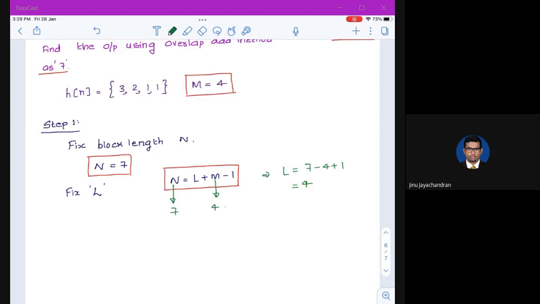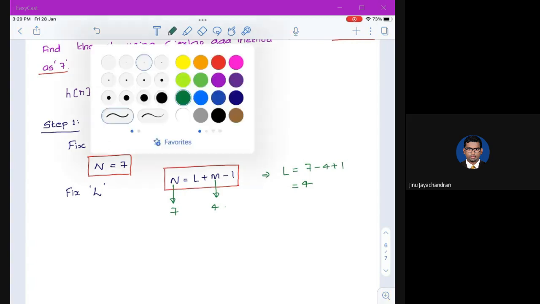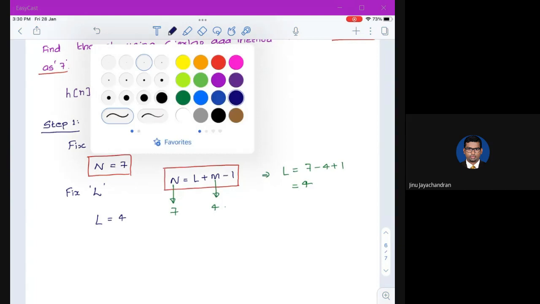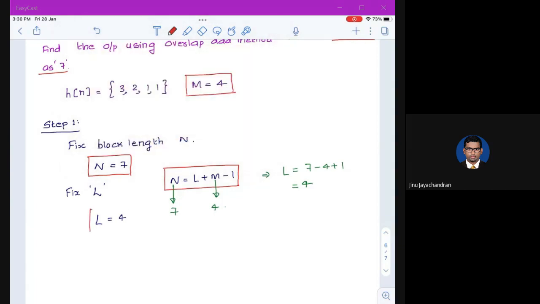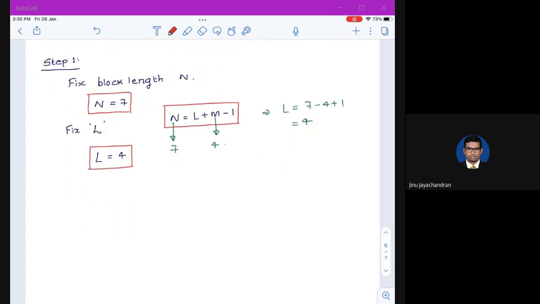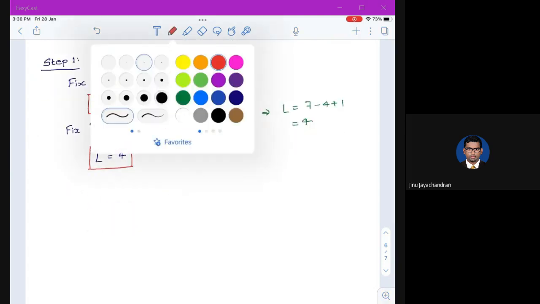So you have fixed the value of L is equal to 4. So you have fixed all the lengths that is needed to create each and every block. Fine. Next, make the length of h of n same as that of capital N.